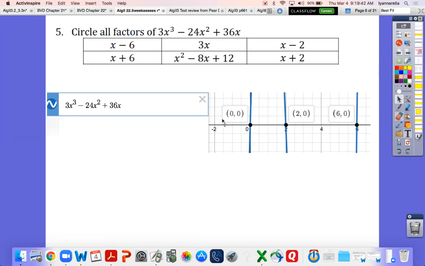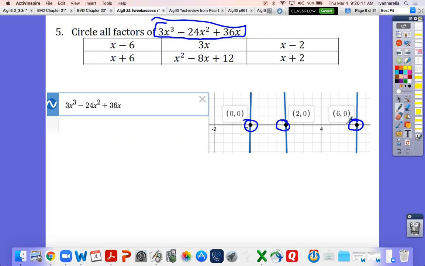Are we sure? Wow, somebody's telling me it's the whole top row. So if you graph it in Desmos, look what I did. I took this and I graphed it in Desmos, and I'm showing you my picture. So the graph crosses at 0, 0, 2, 0, and 6, 0. So those are your X values.